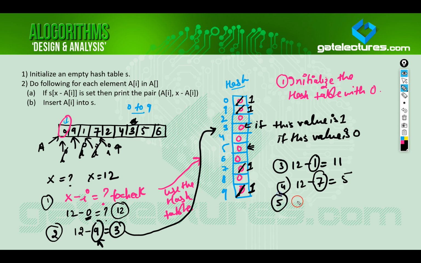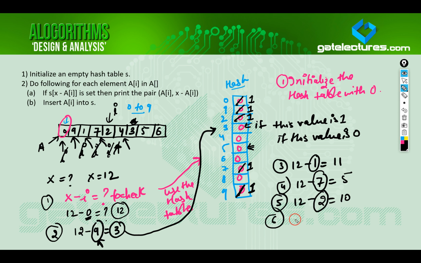Again make 12 minus the next value, which is 2. So I'm going to do 12 minus 2, which is going to be 10. Now check whether 10 exists. We have not created any location for 10. So at index location 2, I'm going to make this value as 1. Again increment the value of I.